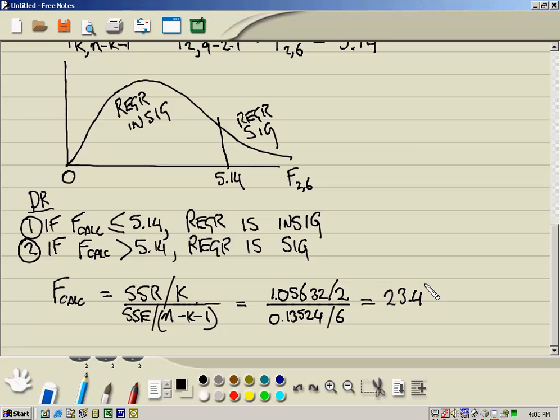23.4, which is clearly much greater than our critical value of 5.14, so we'll just say simply for a decision that the regression equation that we have is significant. Right? In other words, the explanatory power that we have estimated is much more than just simple random noise would do, and so we'll assume that that means that this regression is statistically meaningful.